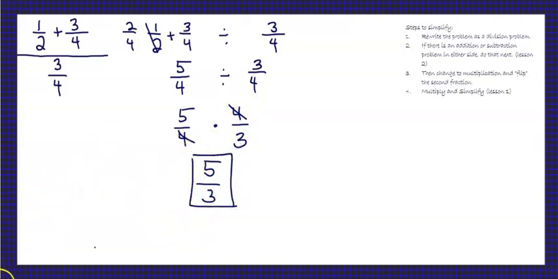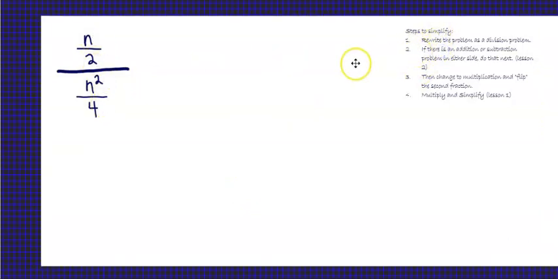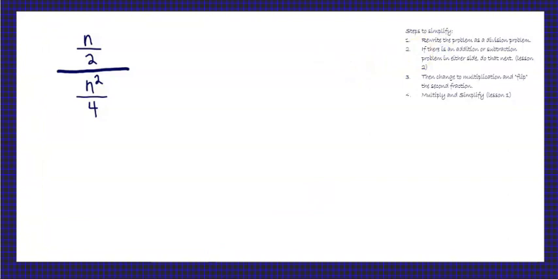All right, let's try some more examples with variables in. Okay, so I want you to understand that sometimes step 2 won't be necessary. Only if there's addition or subtraction in the numerator or denominator will you actually do step 2. So in this problem, we won't need to look at step 2.